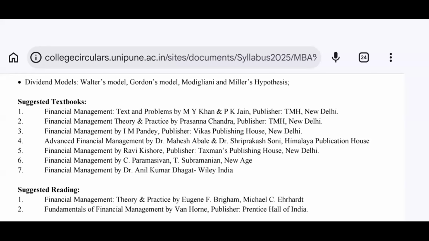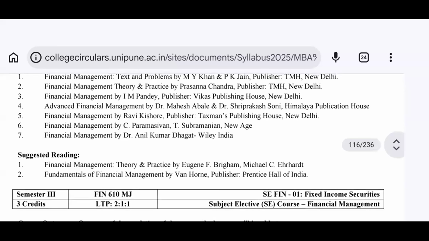As far as books are concerned, I am also an author of a book called Advanced Financial Management by Praveen Thorat. You can refer to my book also, or we are already providing the notes unit wise. You can refer to those notes also. My dear students, they have suggested two readings.